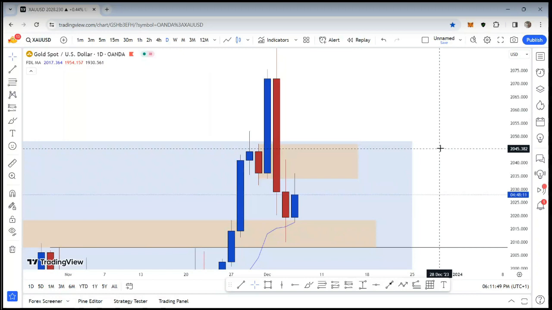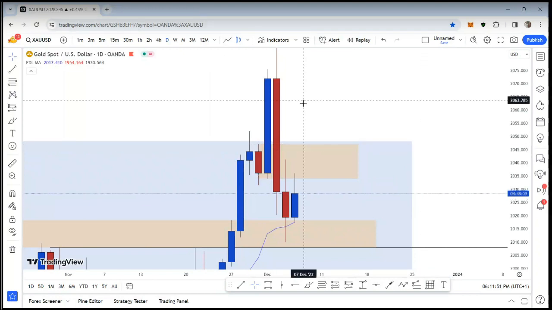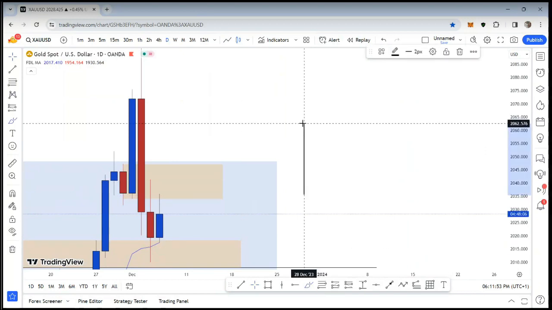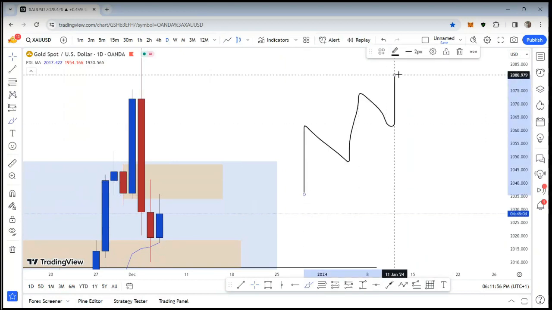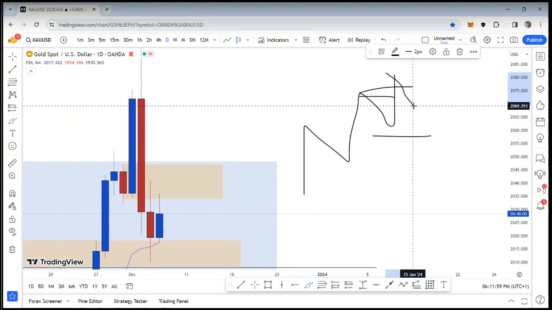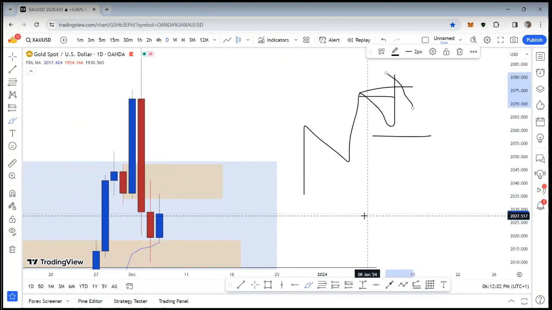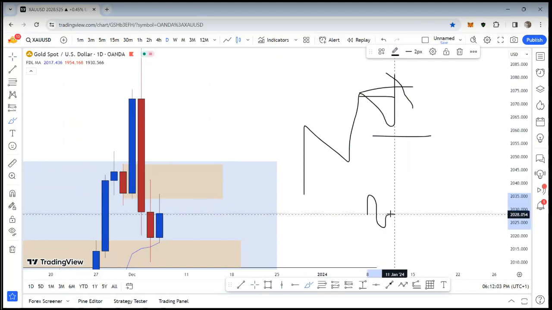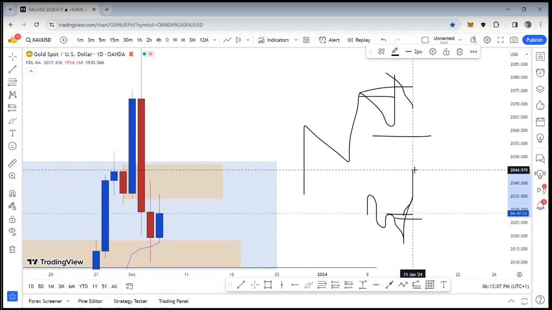Absolutely. So now what you're talking about is, let's say 4 hours is bullish, right? And while retesting, it came to retest and closed as a bearish candle, and 1 hour actually breaks without coming back. Is that what you mean?